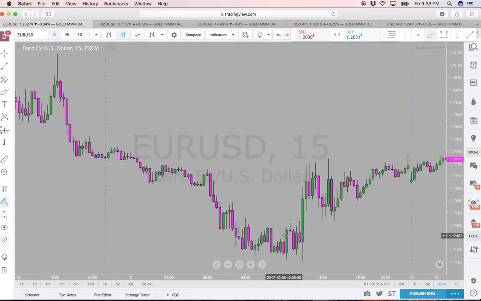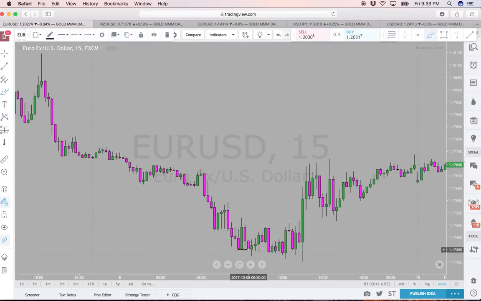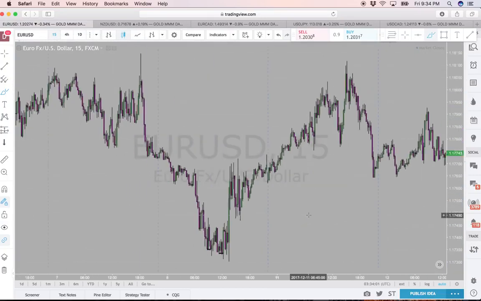Okay, here is this, another W formation. We could actually call this a triple, maybe a head and shoulders, but head and shoulders is also a triple bottom with that sharp third leg to the low, and then they came up off of that low, Euro US dollar.